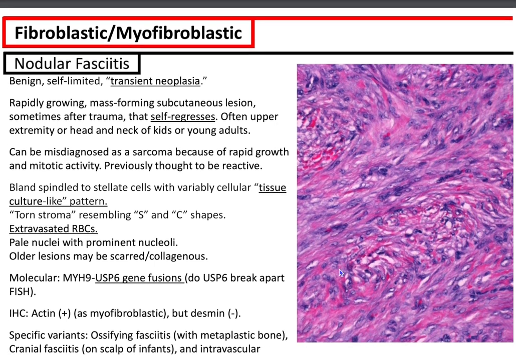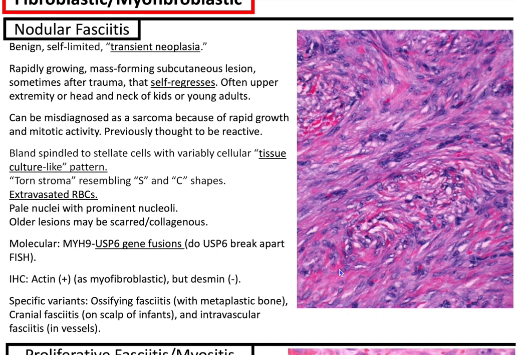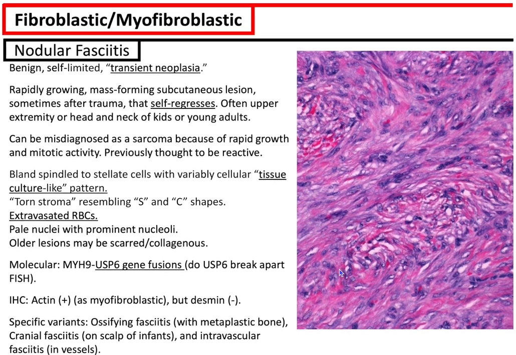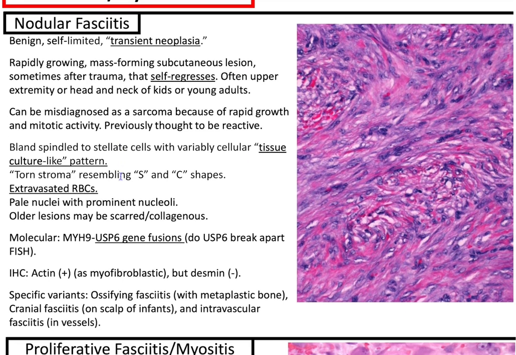So let's talk about fibroblastic, myofibroblastic tumors. Before I begin, for myofibroblastic and smooth muscle, sometimes they can be hard to distinguish. So if you get an SMA, it'll be diffuse cytoplasmic for smooth muscle, but for myofibroblastic, you'll have this tram track-like pattern. Okay, let's begin with nodular fasciitis.